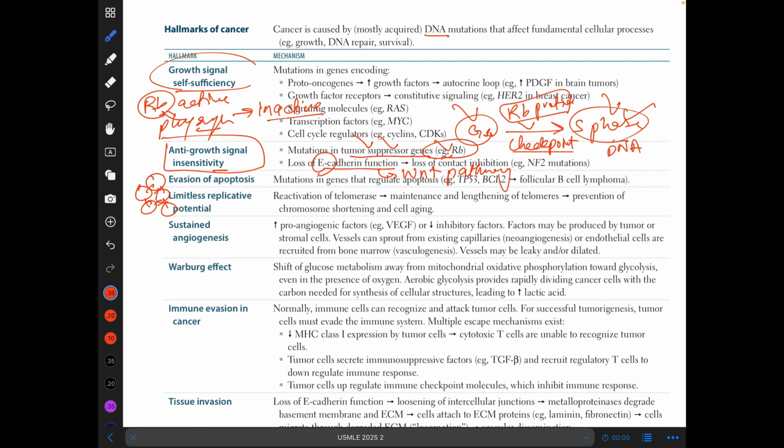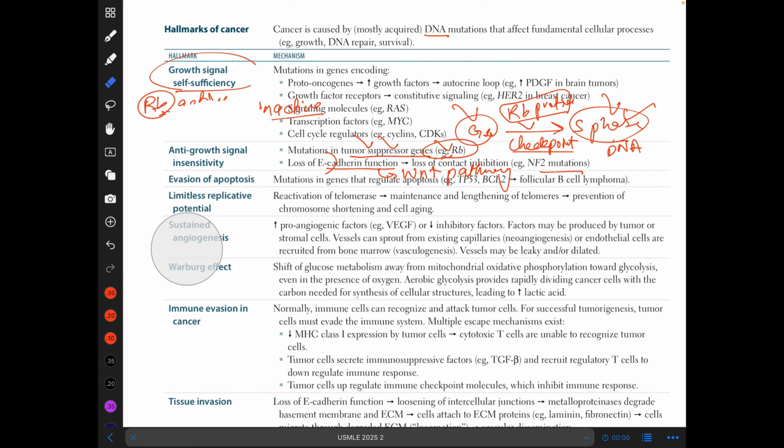When E-cadherin loses its function and cells lose contact inhibition due to mutation, many cells start separating. So if one cancer cell is in a group with other cells and E-cadherin loses its function, then these cells will separate to different places.